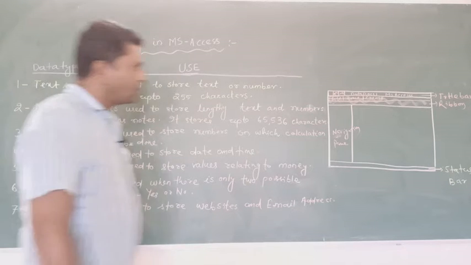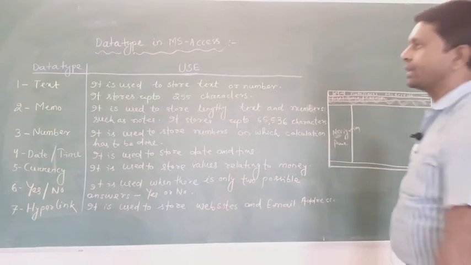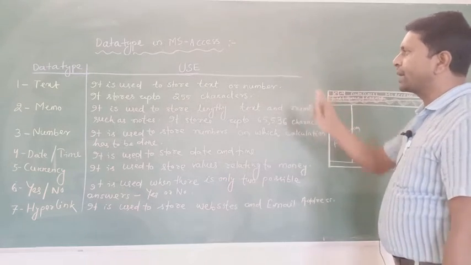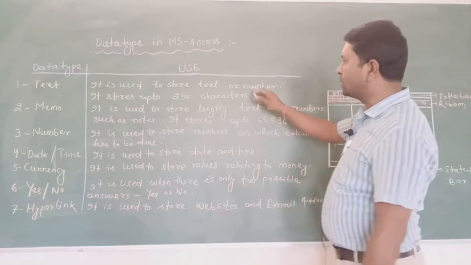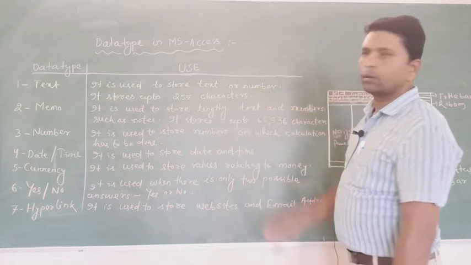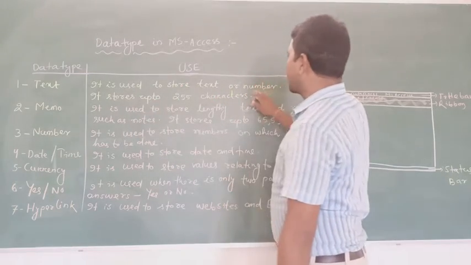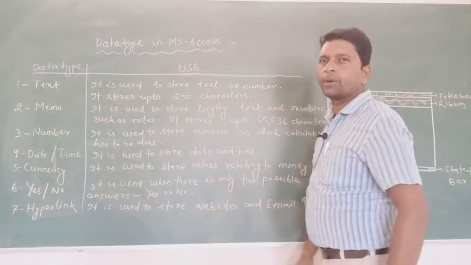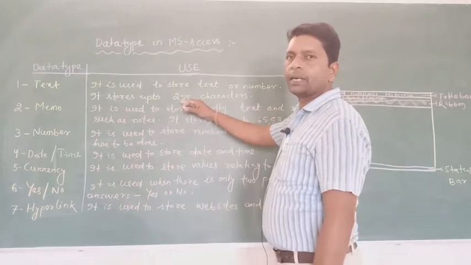This is the table I am writing here. The first data type is text. Text is used to store text and also numbers, but a number entered here is treated as text only. It stores 255 characters; the number of characters you can enter can be 255 only.